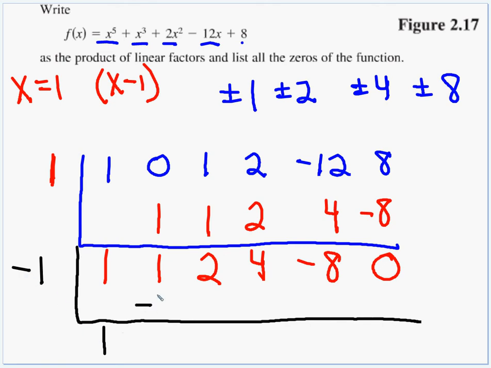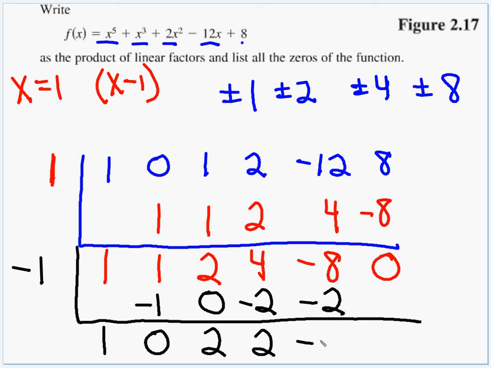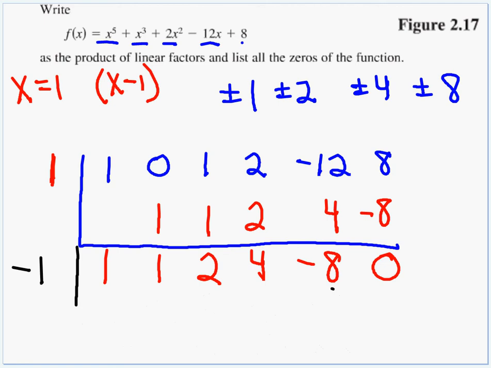Negative 1 times 1 is minus 1, and we add up to a 0. Negative 1 times that 0 is 0. Add it to the 2, and you get 2. Negative 1 times 2, negative 2. That adds to a 2. Negative 1 times that 2 is negative 2. And that adds up to a negative 10. Ooh, what happened? Well, we did get a remainder, so negative 1 is not a factor. So I'm just going to erase this. There we go. Well, let's try negative 2.